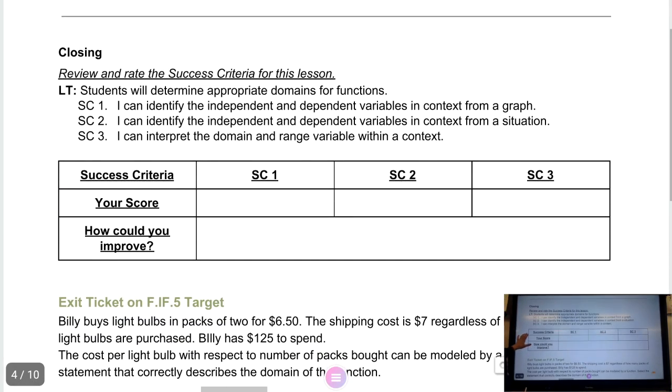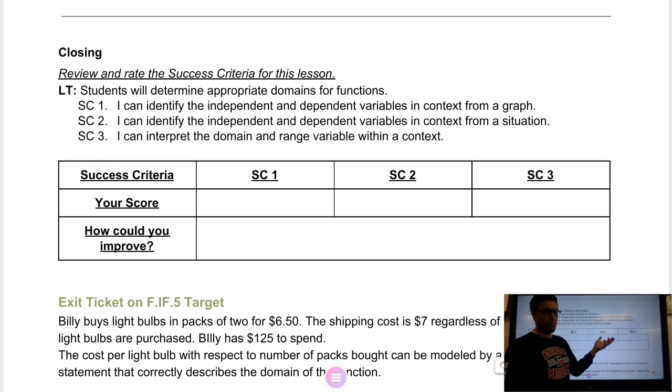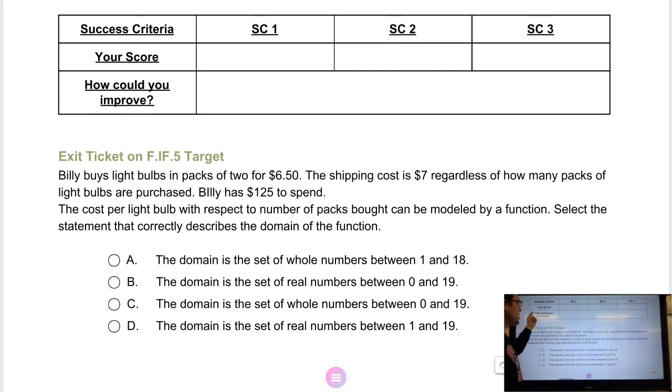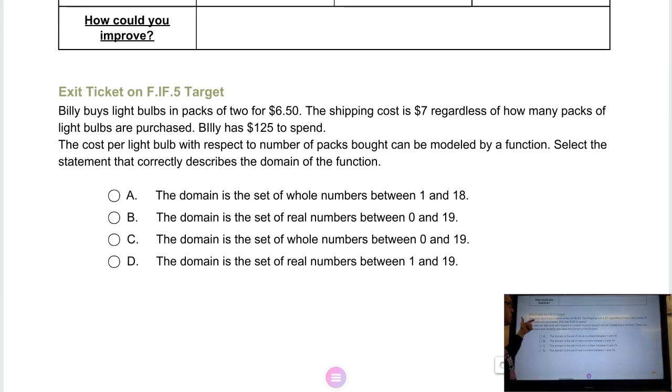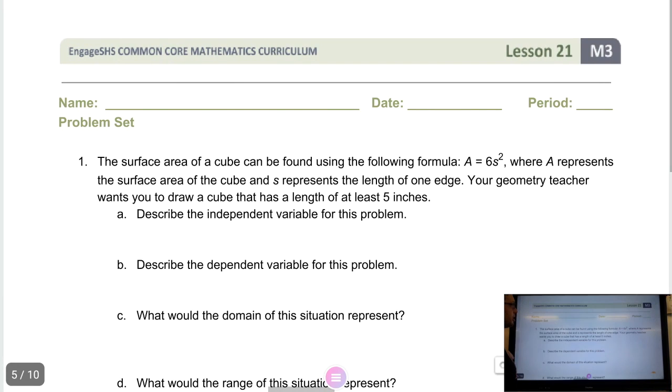Okay, lesson 21, day 1. Finish the closing. Make sure that you have properly determined, I can identify independent, dependent from a graph, from a situation, from within a context, so the sentence structure of it. Rate yourself and how could you improve. And then please answer the exit ticket, and on the next page, problem set for extra homework.